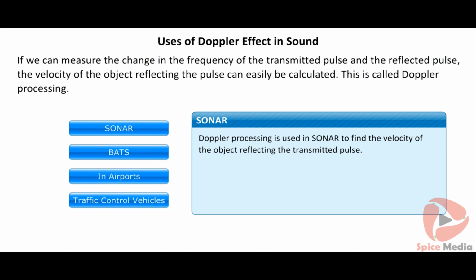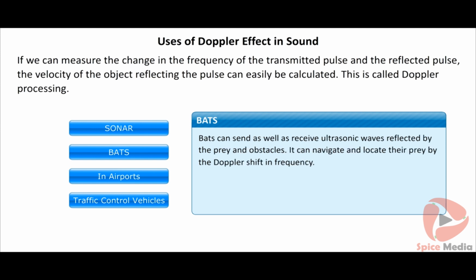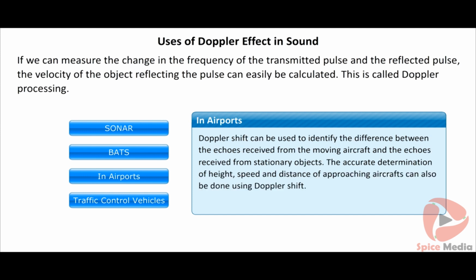SONAR. Doppler processing is used in sonar to find the velocity of the object reflecting the transmitted pulse. Bats. Bats can send as well as receive ultrasonic waves reflected by the prey and obstacles. They can navigate and locate their prey by the Doppler shift in frequency.